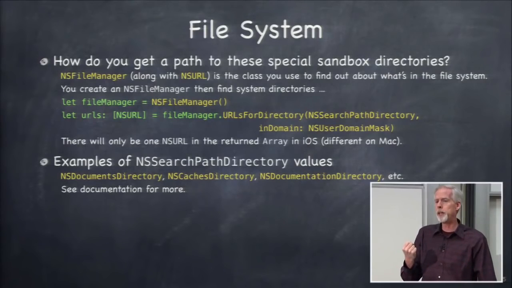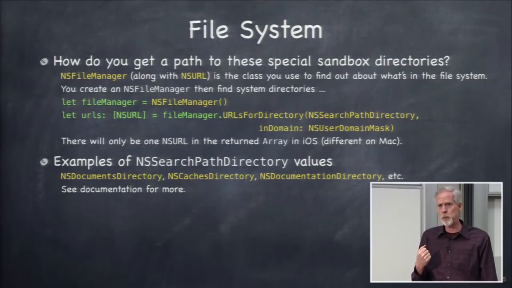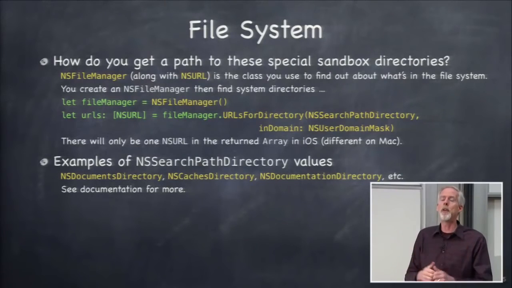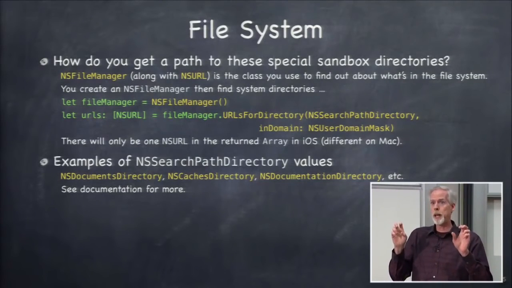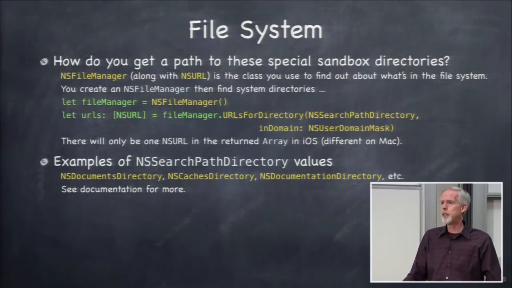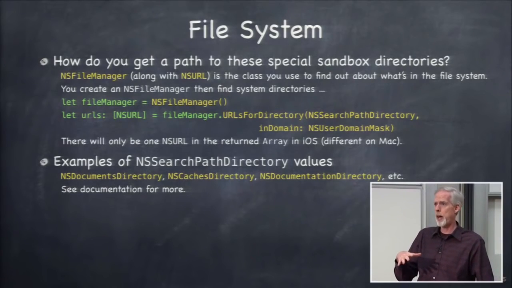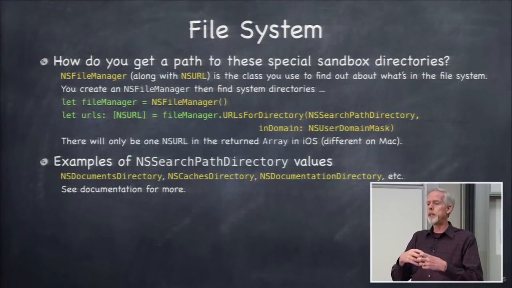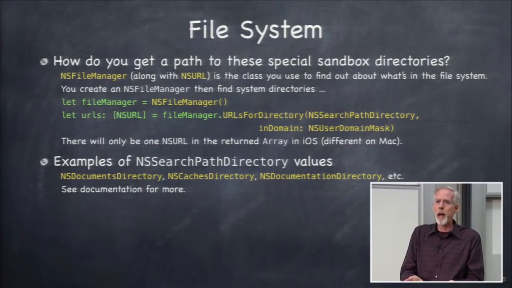Once you have a file manager, you can send it this message, URLsForDirectory in domain. It actually gives you an array of all the documents directories, all the caches directories, all the application bundle directories. Now, why is this an array? On iOS, it doesn't matter. There's always only one thing in this array, the user's documents directory or the user's caches directory, because on the iPhone you only have the user's resources. But this API works on a Mac as well.